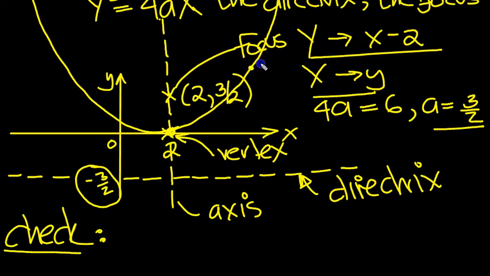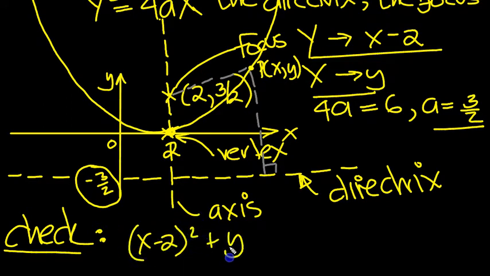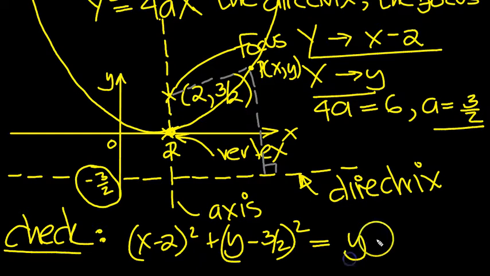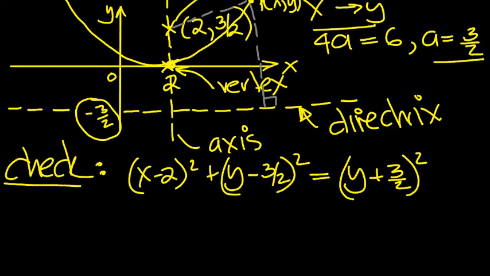So let's draw a point P here. And we'll look at the distances squared. They must equal one another, mustn't they? So this distance must equal this distance here. Drop down to the directrix, perpendicular. So check. This distance is (x minus 2) squared plus (y minus 3 over 2) squared, which must equal this distance here, which is (y plus 3 over 2), isn't it? When you drop the vertical there, squared. The distances are squared, of course.